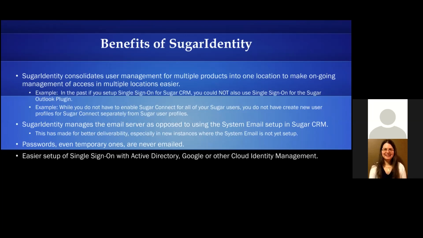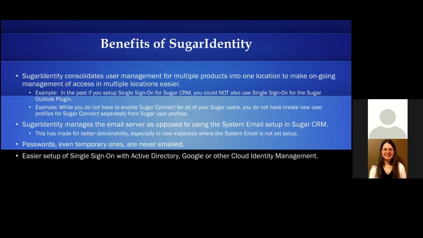It's consistent. Another example of that is, let's say you're using Sugar and Sugar Connect. You don't have to reset up your users in Sugar Connect because it uses Sugar Identity. Your users are synced directly, as they just have a single user profile, and you set up access rules for who can use Sugar, who can use Sugar Connect by enabling or disabling users in specific products.